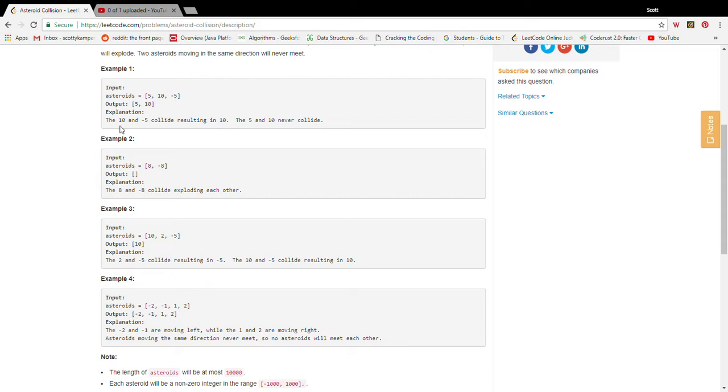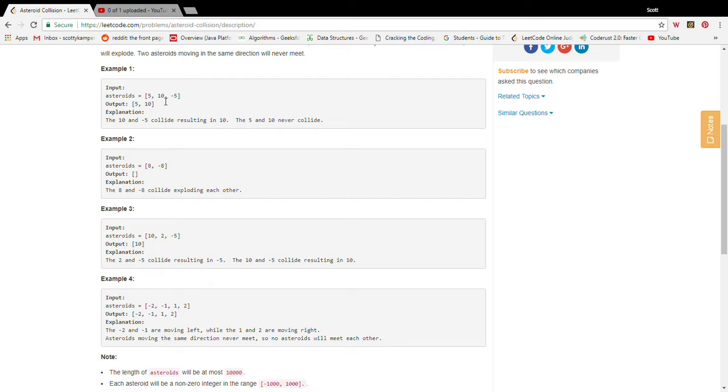Let's run through an example or two. Here are the asteroids: an asteroid of size 5, of size 10, of size -5. These two asteroids, since they're positive, are moving to the right. This one, since it's negative, is moving to the left. These two asteroids will never meet because they are both moving to the right.